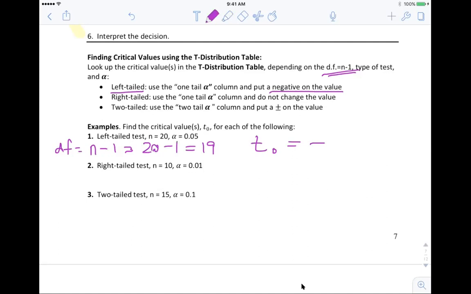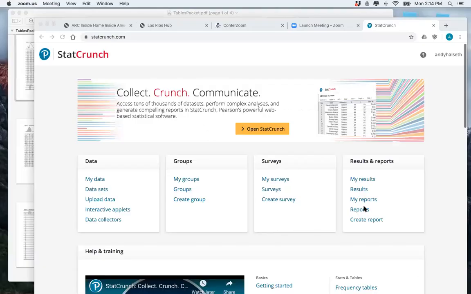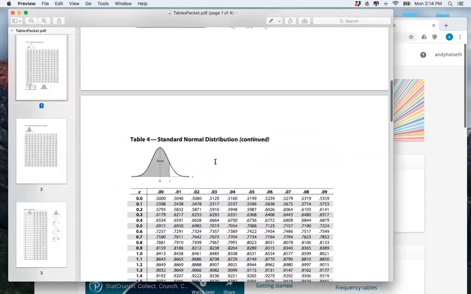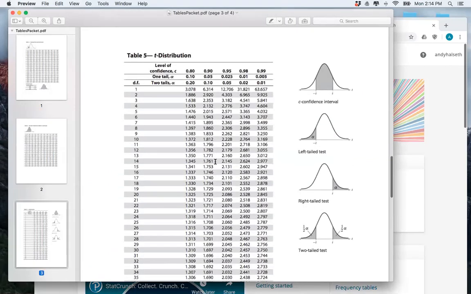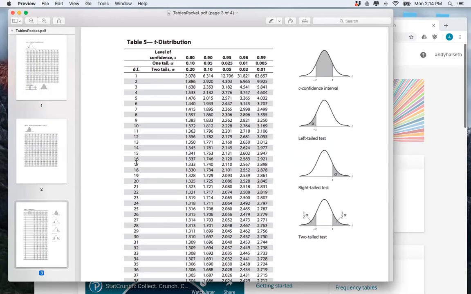Okay, so let me show you the table on my computer. Again, I'm looking at DF 19. I've got to go to my table 5, and that says t-distribution. Going down to DF 19, there it is. And then it says one tail alpha. 0.05, that's the second column, down to 19. So I see a 1.729. So my answer is negative 1.729.